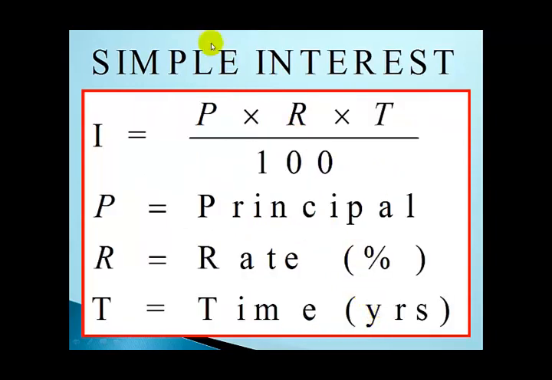So mathematically, simple interest I is equal to P times R times T divided by 100, where P is the principal, R is the rate in percentage, and T is the time in years. So the simple interest is equal to the principal times the rate times the time divided by 100.